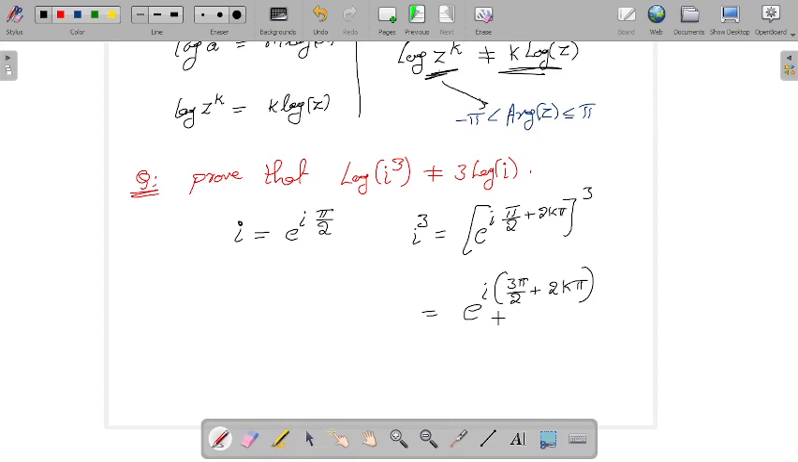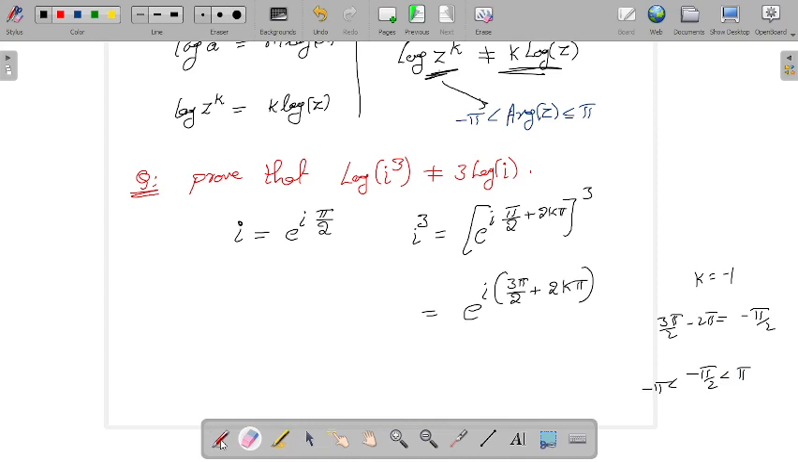So now you can see that if I take k equal to 0, 3 pi by 2 goes beyond pi. But if I take k equal to minus 1, then what I have is 3 pi by 2 minus 2 pi, which is the same as minus pi by 2. Yes, we know that minus pi by 2 lies between negative pi and pi, right? So since it lies between these two, you can clearly say that it is a principal argument, right?